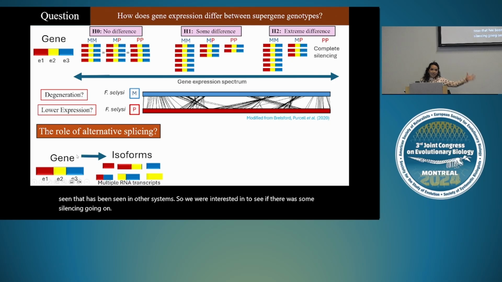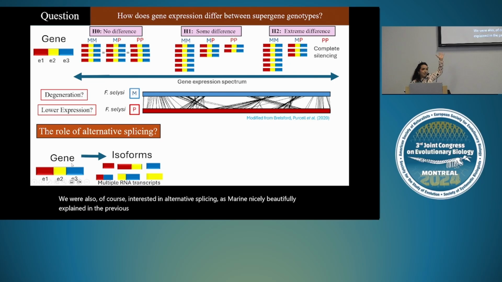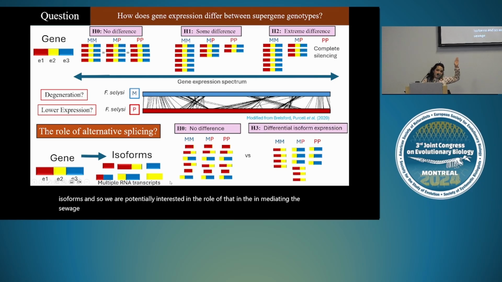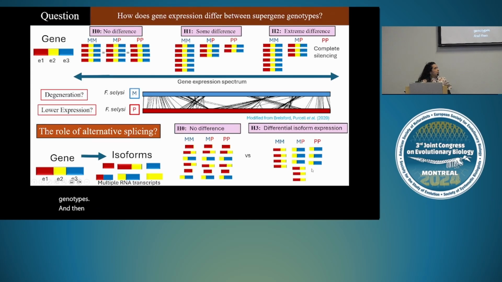We were also, of course, interested in alternative splicing, as Marine beautifully explained in the previous talk. Genes can be alternatively spliced to form different isoforms, and so we were potentially interested in the role of that in mediating the supergene differences. Again, we have the null hypothesis of no differentiation between genotypes, and then a hypothesis that there is differential isoform expression between genotypes. And of course, these two mechanisms are not mutually exclusive.